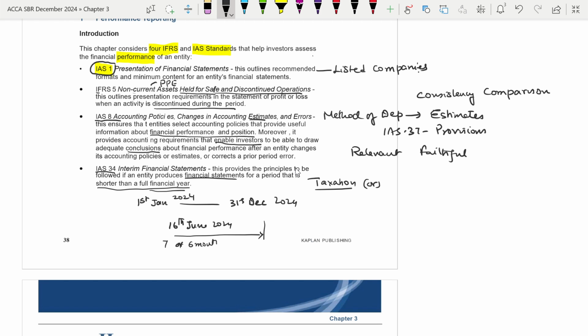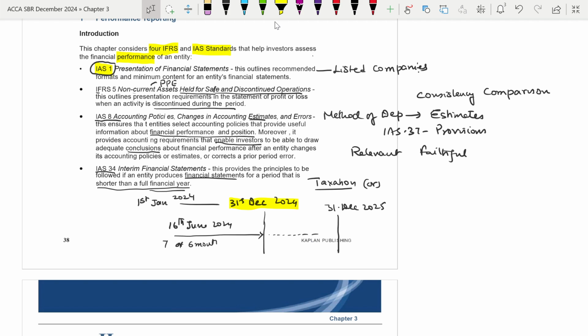You have the option. Either you can prepare the financial statements as on 31st December 2024, or you have the option to prepare the financial statements on 31st December 2025. You have to mention it very clearly. In most cases, companies will prepare the financial statements on 31st December, taking effect from 16th June 2024.